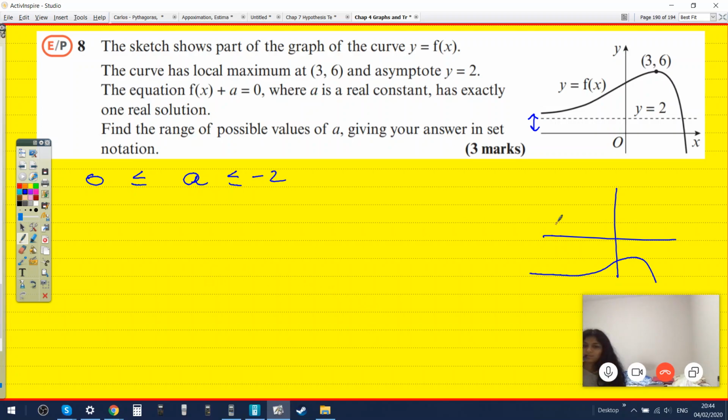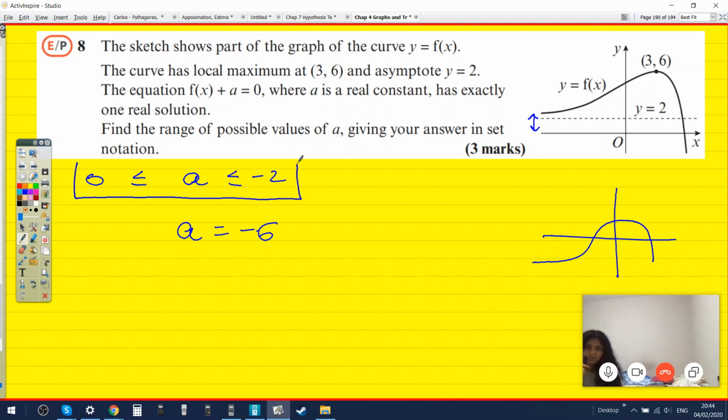If it went down by, let's say, 6, so I think that's a special case. A is exactly -6. But I think there's no other possibility, is there? Like if it went down by -5 or something, then you'd have 2 real roots. It'd be something like that. So I think that this is what they were looking for, between 0 and -2.